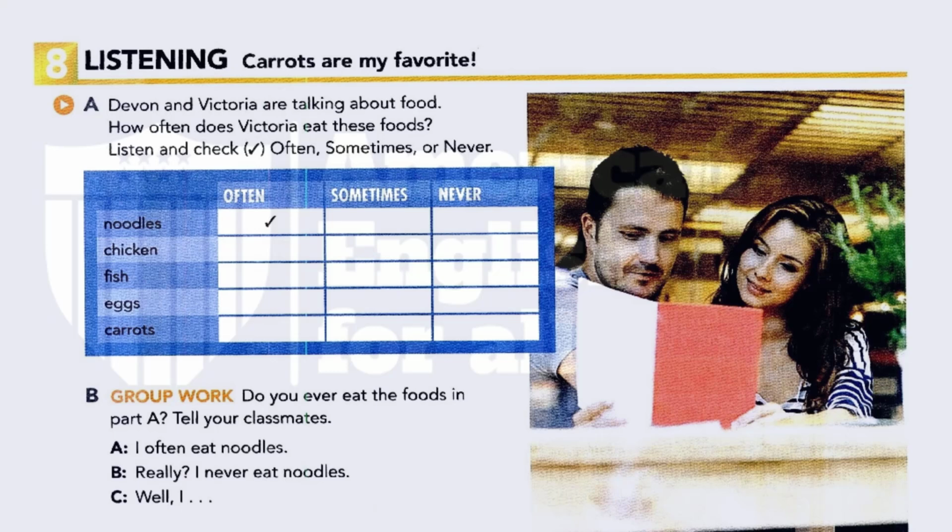Part B. Group work. Do you ever eat the foods in Part A? Tell your classmates. I often eat noodles. Really? I never eat noodles.